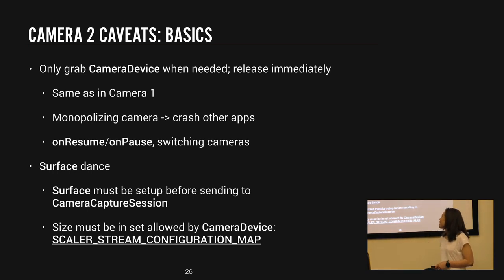So again, only acquire camera resources when you need them. The best place to do that is to pick it up in onResume and then release it in onPause. And also when you're switching cameras, please try not to pick up all the camera resources at once. If you're switching from, let's say, the front to the back camera, just close whichever one you're not using.